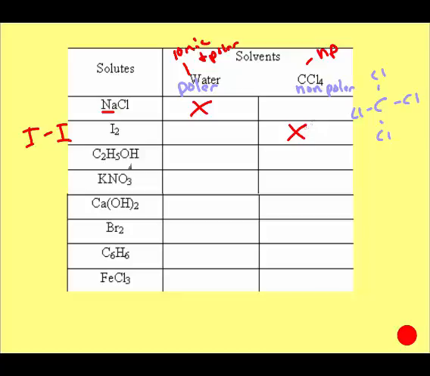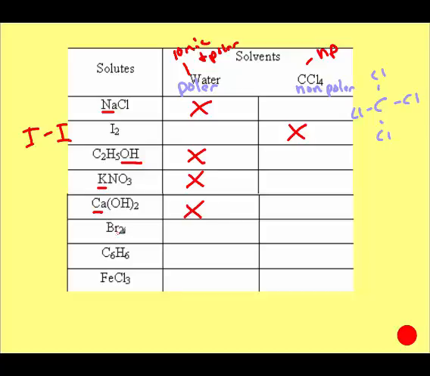Number 3 ends in hydroxide, but it's not a base. We don't have a metal in this. So it's only covalently bonded, and it's polar because of that OH at the end. So that would dissolve better in water. KNO3 is ionic, so it would dissolve in water. Calcium hydroxide, we have a metal in hydroxide, so that's ionic. Ionic will dissolve in water.